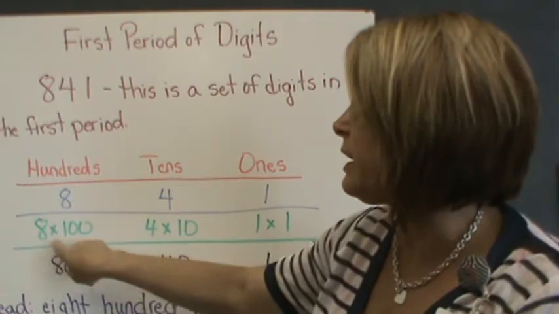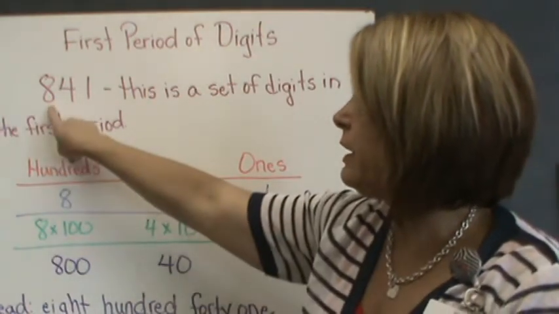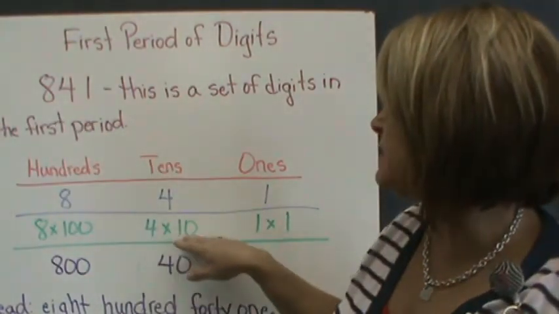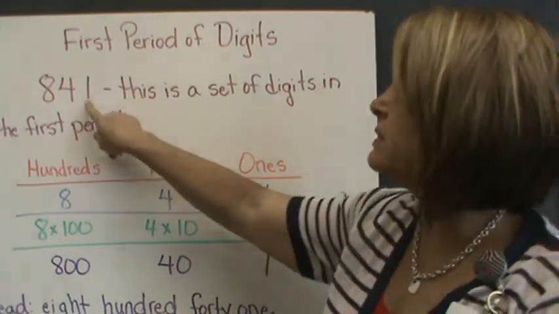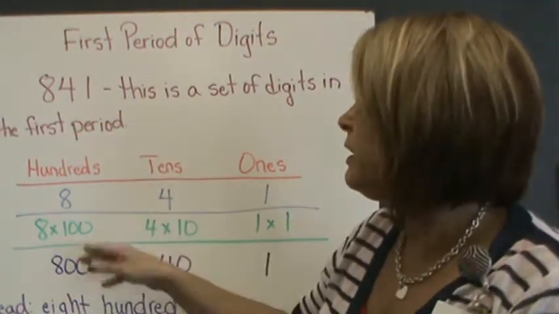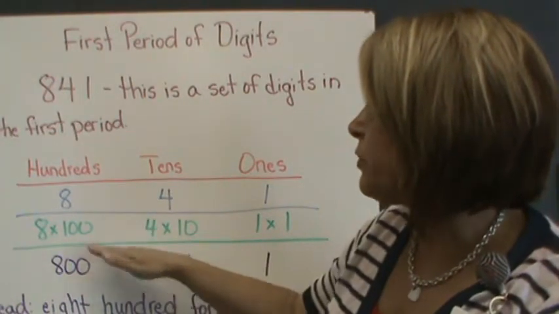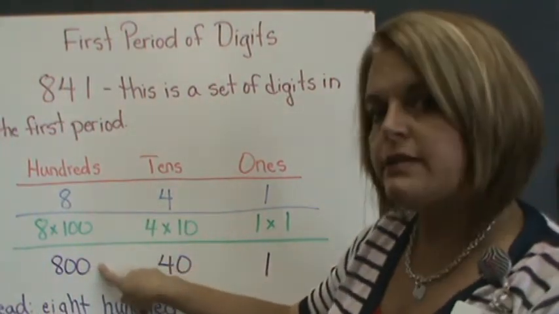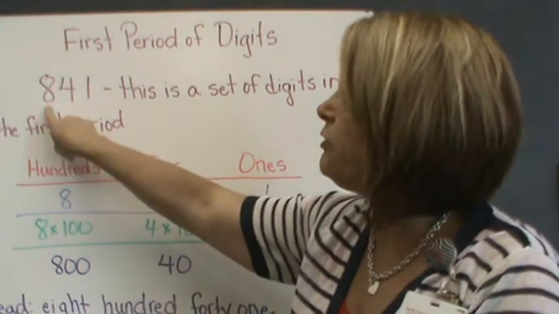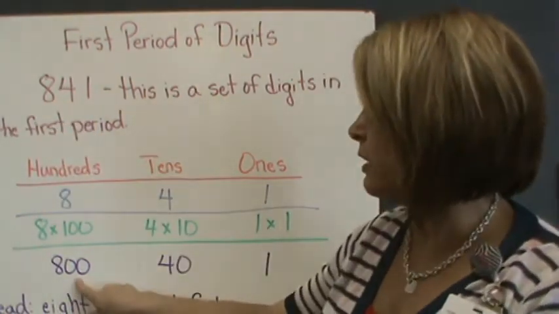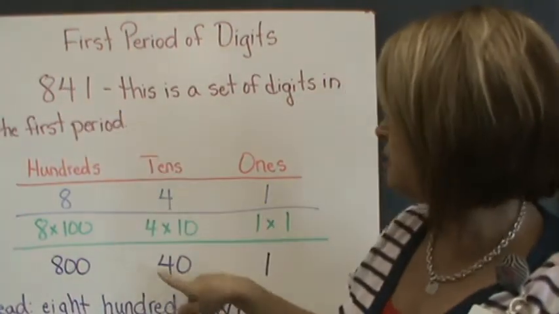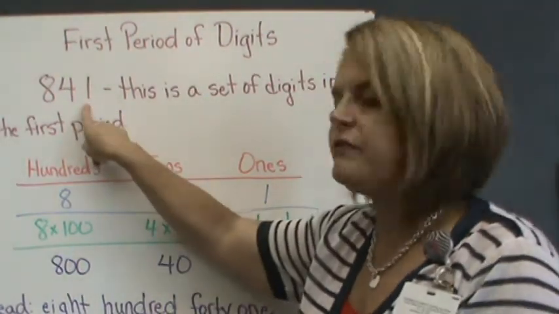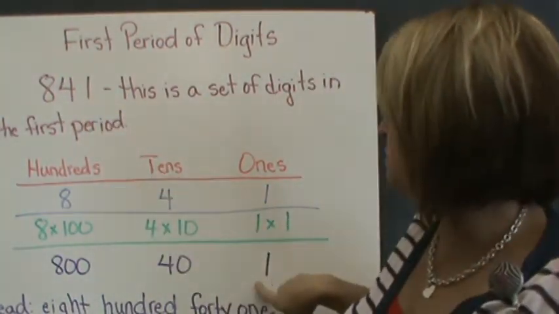Well, what's the value of this digit in the hundreds place? It's the same as 8 times 100 here, 4 times 10 here, and 1 times 1 is the value of the 1 here. So I can break it down even more and say, well, 8 times 100 is 800. So the value of that digit is 800. The value of this digit is 40. The value of this digit is 1.